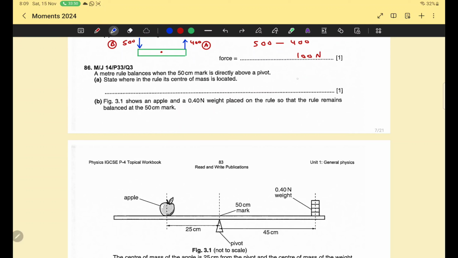Sir, what is the meaning of center of mass? Center of mass in a body is the point at which its weight acts, its mass acts, and if the object is balanced at that point, remember, any object when balanced at any point, then at this point there will be center of mass. So center of mass is at 50 centimeter mark.